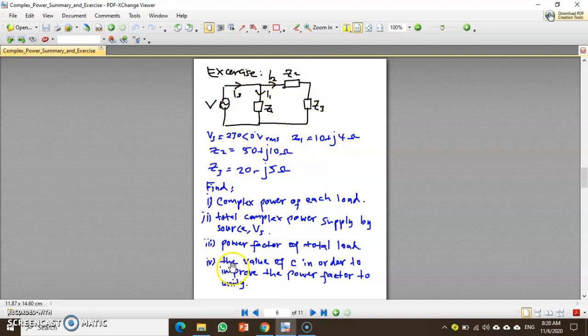And number four, find the value of C in order to improve the power factor of the total load to unity. In this case we assume our frequency equals 50 Hz.